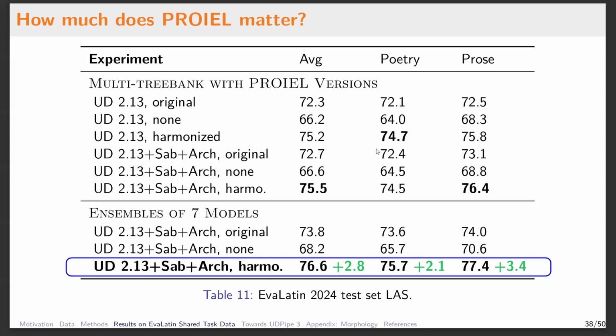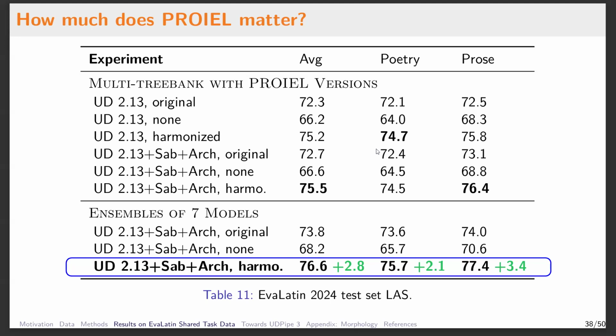But the lower part of the table makes it even clearer. So in the blue rectangle, we have our final submission, well, one of the two. It's ÚFAL LatinPipe submission 1. And you can see that once again, using harmonized Proiel leads to better results than using either original Proiel or no Proiel at all. In green, you have the improvements. It's more or less 3 points.